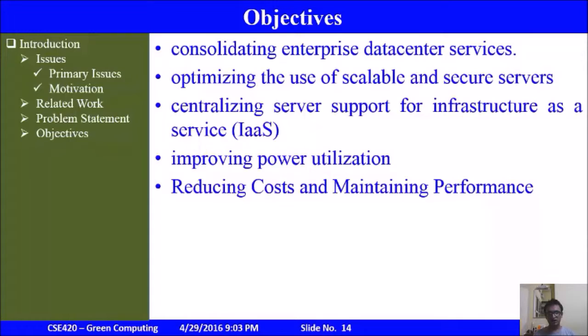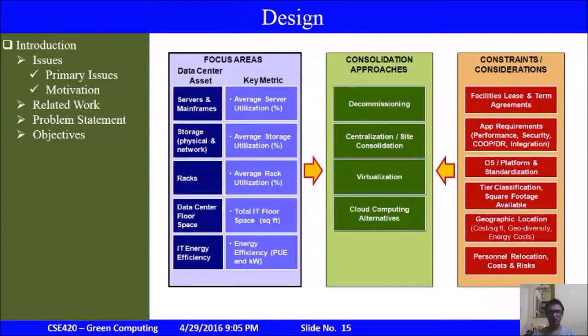A design consists of data center asset, key metric, consideration of constraints, and they are dependent on various consolidation approaches. The data center asset consists of servers and mainframes, storage, racks, data center and data center floor space, IT energy efficiency. The key metric consists of average server utilization, average storage utilization, average rack utilization, total IT floor space, that is in square feet, and the energy power efficiency, that is PUE, and kW, that is kilowatts.